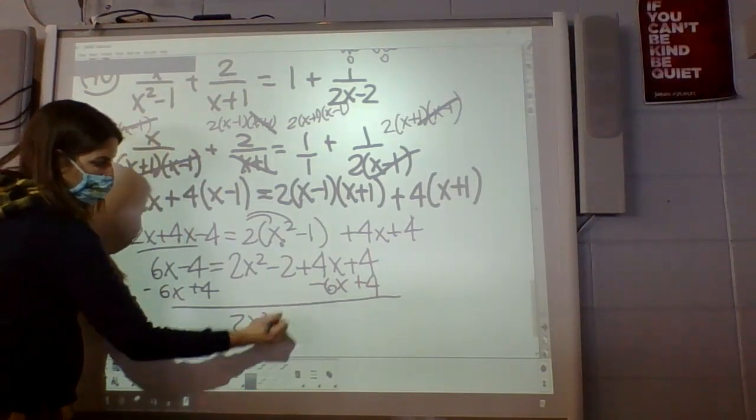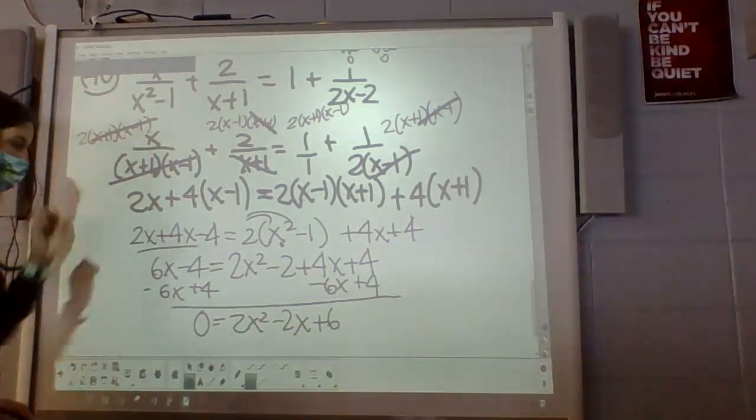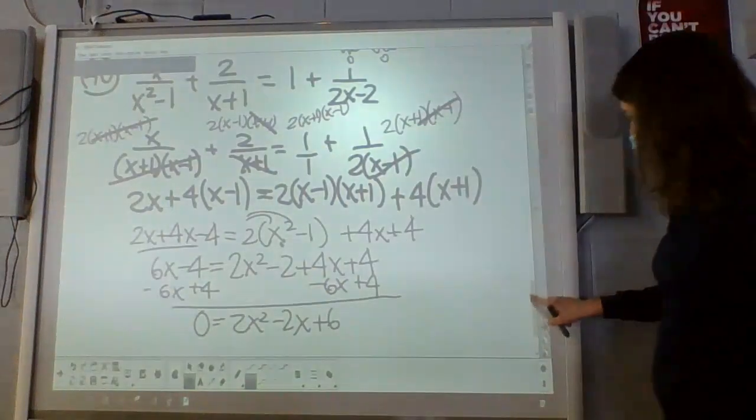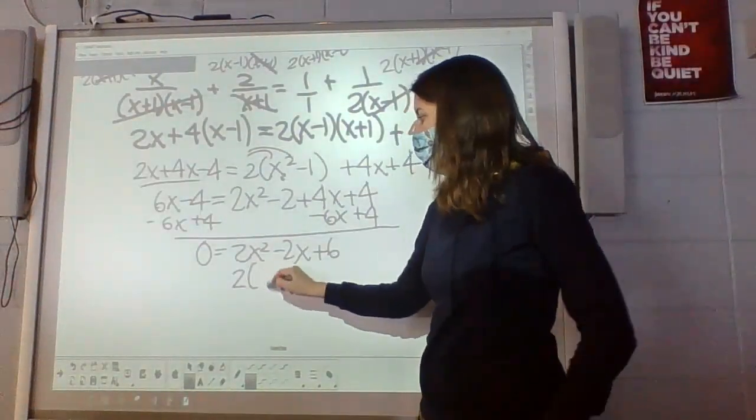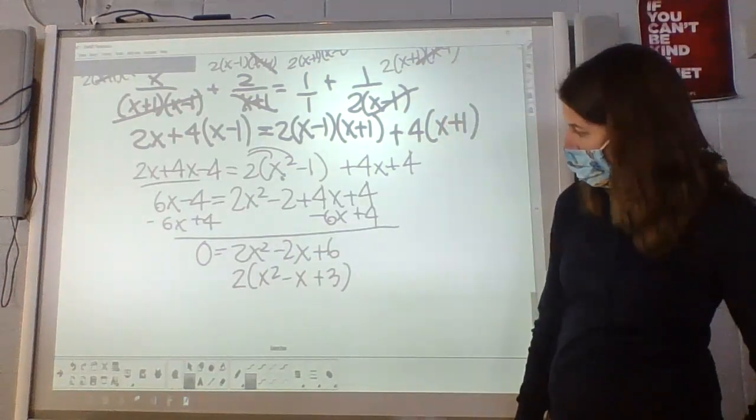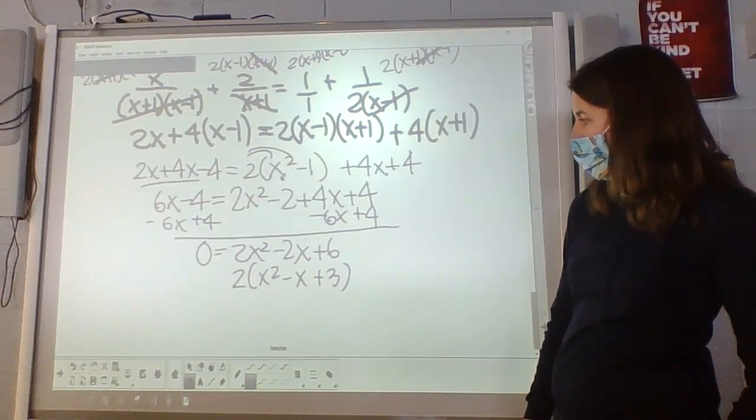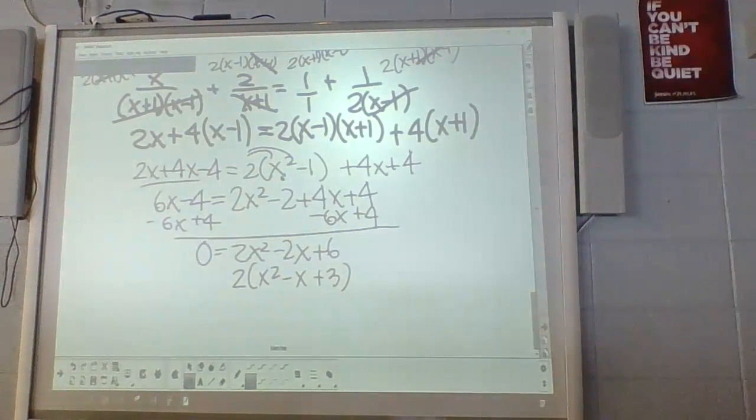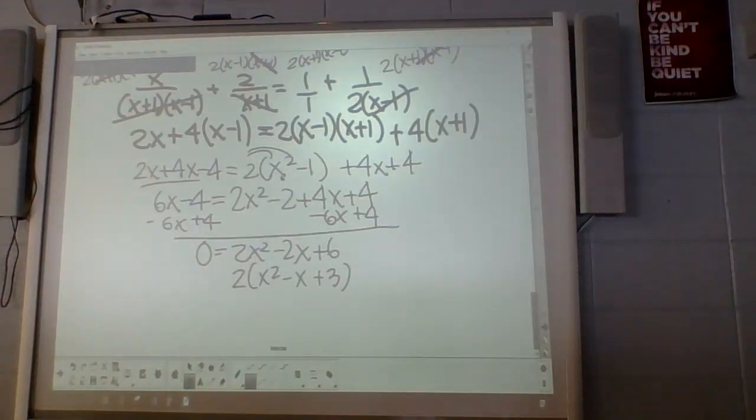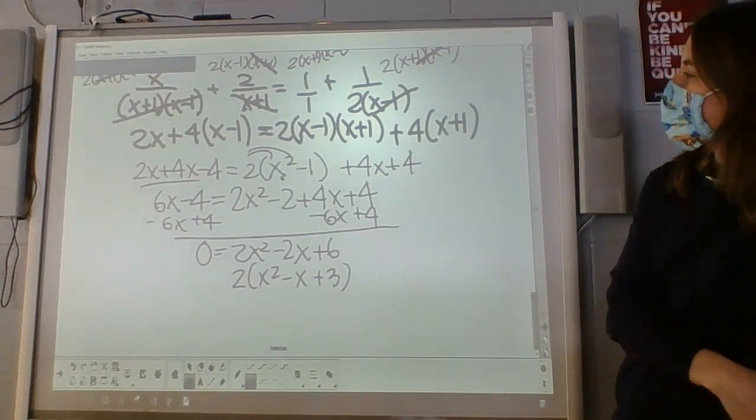So we have 2x squared. This is a negative 2x. That's 8 minus 2 is 6. And I can factor out a 2 out of all those. And then, is that not factorable now? That doesn't give us the right answer. I did something wrong. Oh, sad.